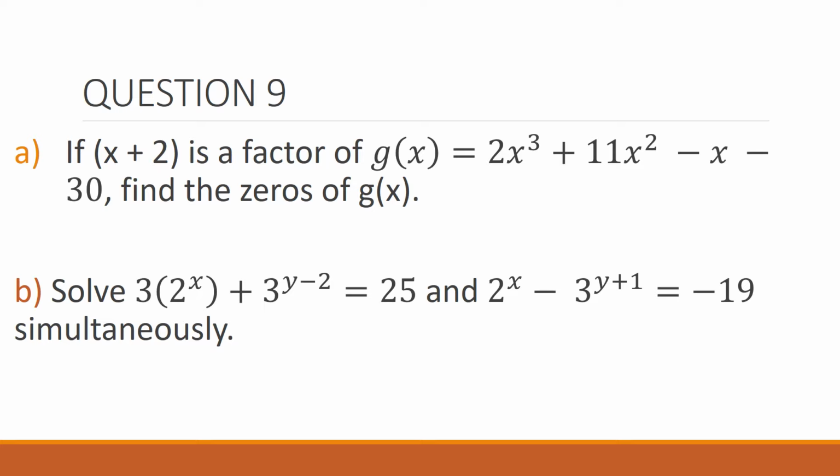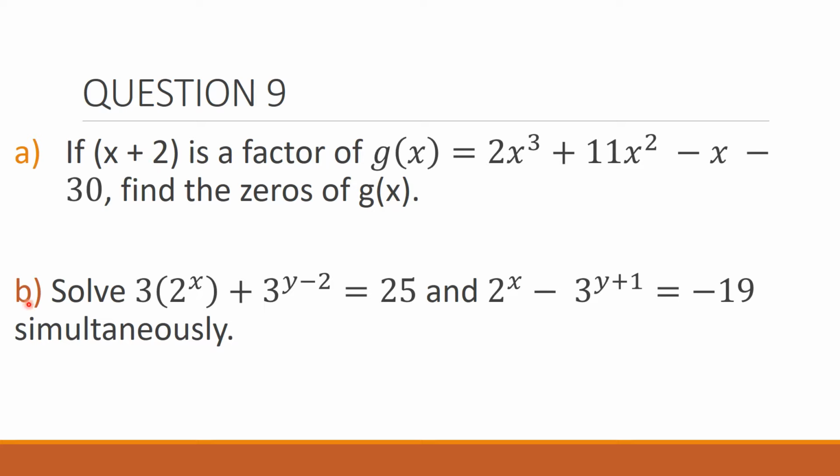All right, let's start with question number 9. We have number 9a and number 9b. The A says if x plus 2 is a factor of g of x, and the function g of x is 2x cubed plus 11x squared minus x minus 30, that we should find the zeros of g of x. Zeros of g of x are values of x that will make this function equal to 0.